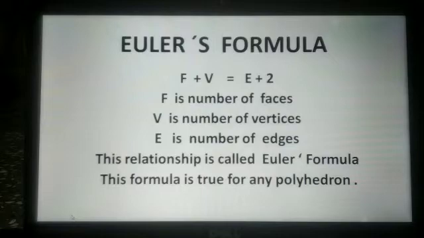Now, we will learn about Euler's formula. This is F plus V is equal to E plus 2, where F is a number of faces, V is a number of vertex and E is a number of edges. F plus V is equal to E plus 2. This relationship is called Euler's formula, and this formula is true for any polyhedron.